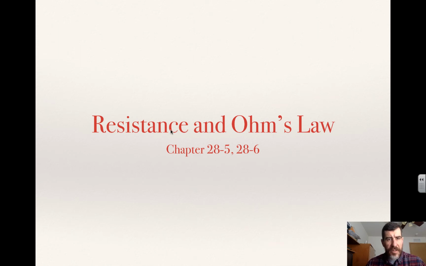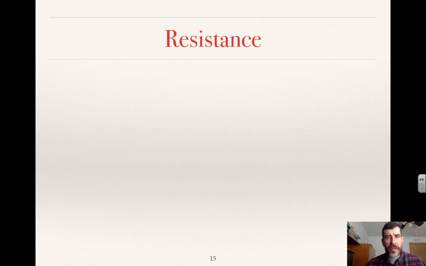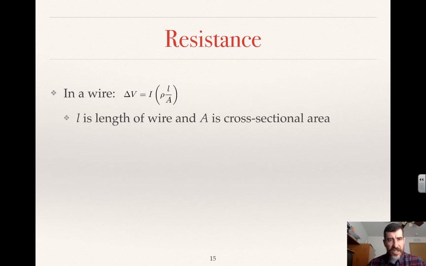In this video, we're going to define resistance and talk about Ohm's law, which is in chapters 28.5 and 28.6 of the textbook. In the last video, we talked about resistivity and conductivity. Now if we have a wire, the potential difference along the wire is going to be the current times the resistivity of the material times the length of the wire divided by the cross-sectional area of the wire.